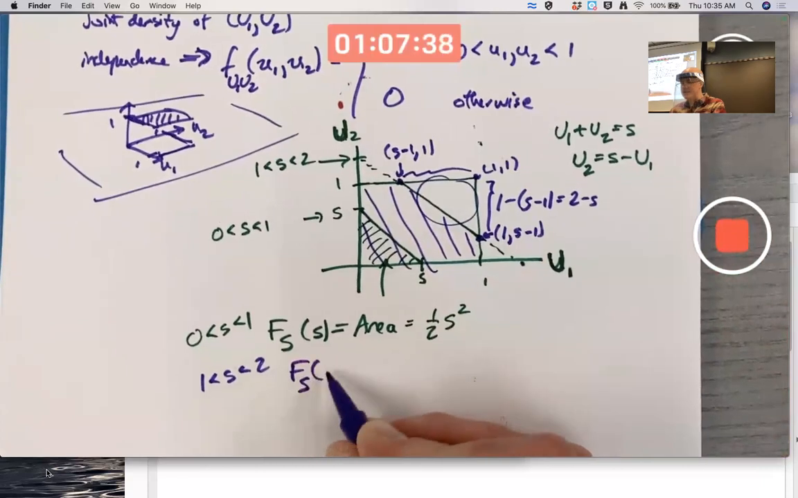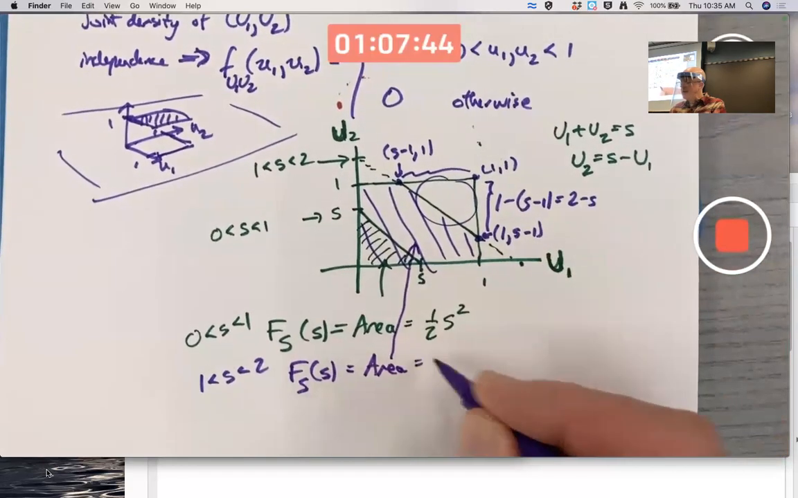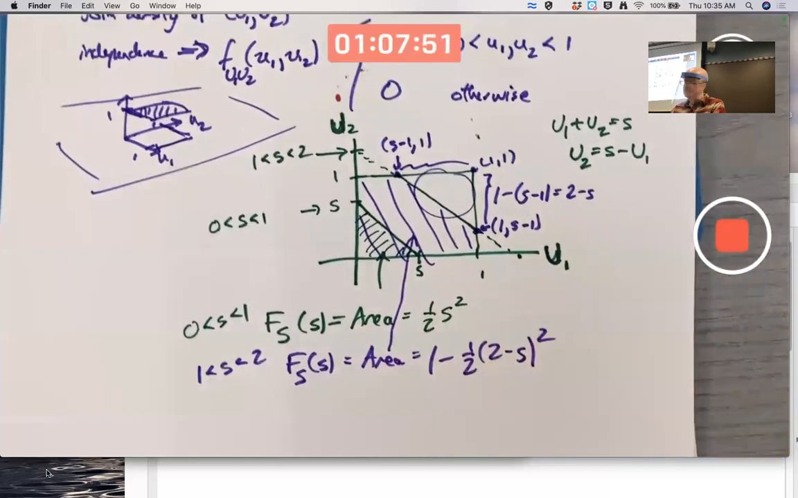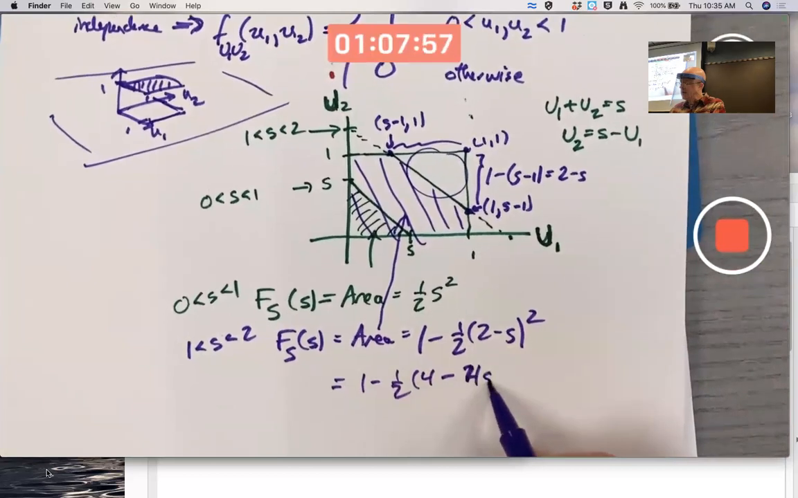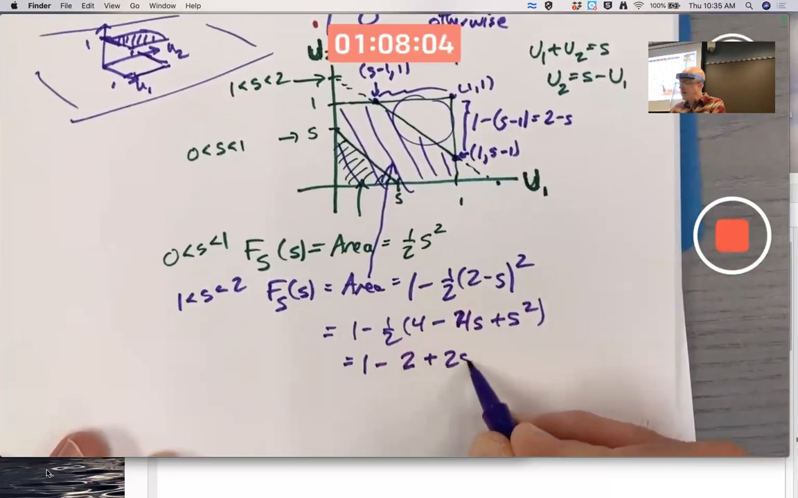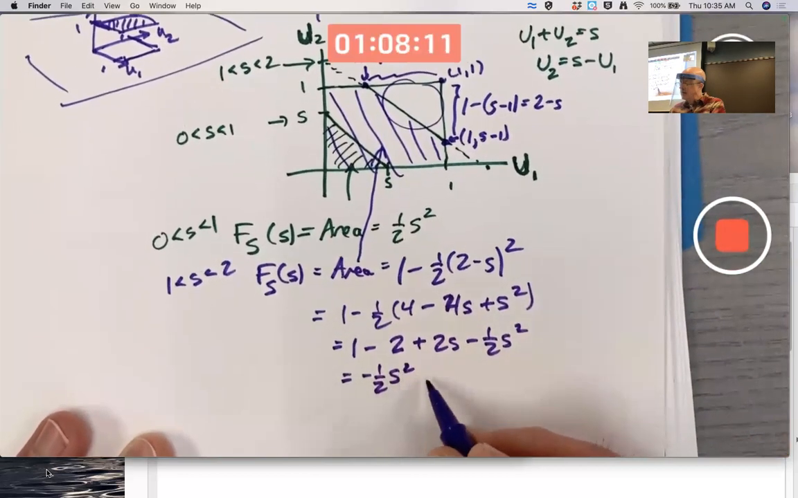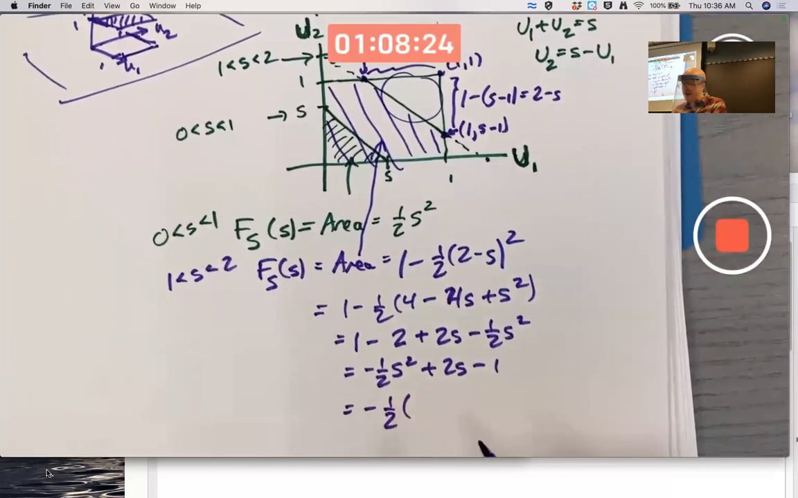So what I'm trying to say here is this ultimately is also an area that's shaded purple. And that area is 1 minus the area of that triangle. And the area of that triangle is that. Simplify. And you're left with negative 1/2 s squared plus 2s minus 1, if I've not made a mistake. And this, if you factor out a negative 1/2, I believe might be factorable, maybe.